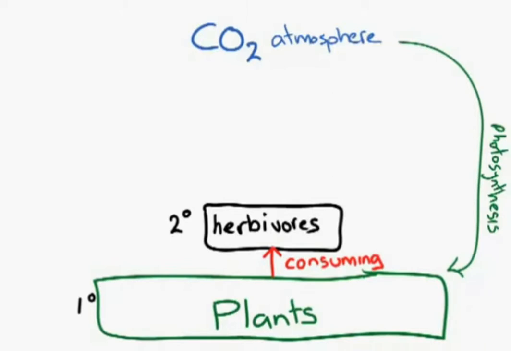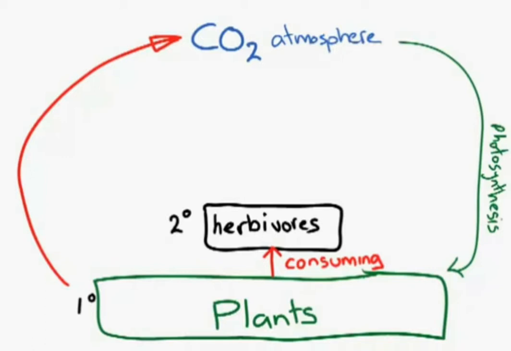I've drawn the herbivore box much smaller than the plant box for two reasons. Firstly, the plants are respiring all the time. As they respire, they're releasing CO2 back into the atmosphere. And secondly, herbivores in general do not eat all of a plant. We don't eat the roots, we just eat the leaves, or we just eat the fruit. We just eat the carrot, we don't eat the top. So we're not getting all the carbon available there.